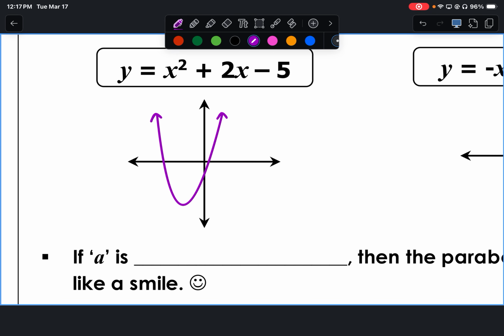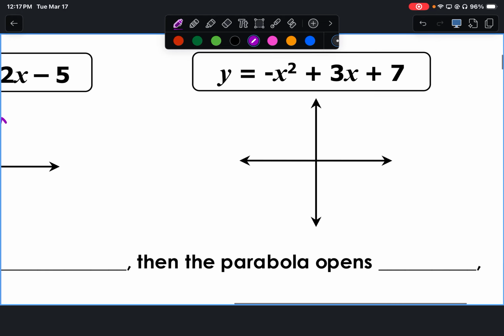Then I want you to graph the second one. Go to y equals and clear it out, then type in your new equation. The beginning of that starts with a negative, so make sure you use the negative key, not the minus key. So you do negative x squared plus 3x plus 7 so that you can graph that. And then sketch it on your paper.